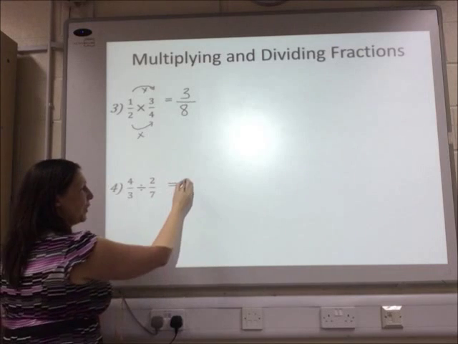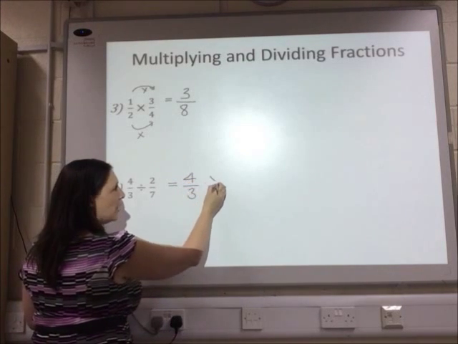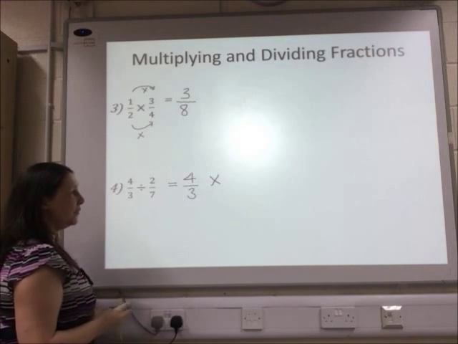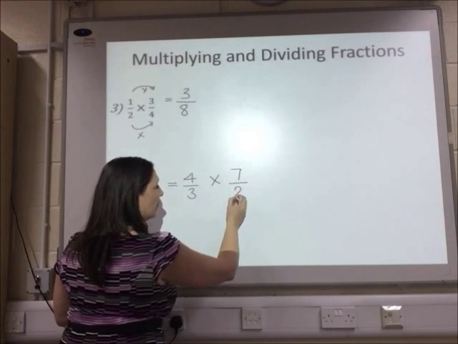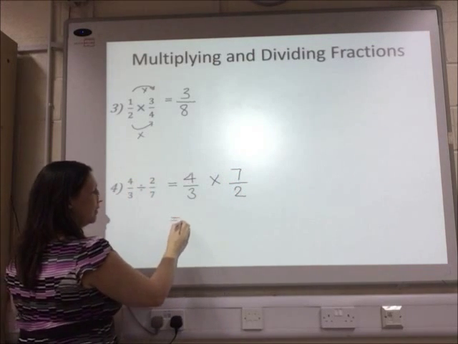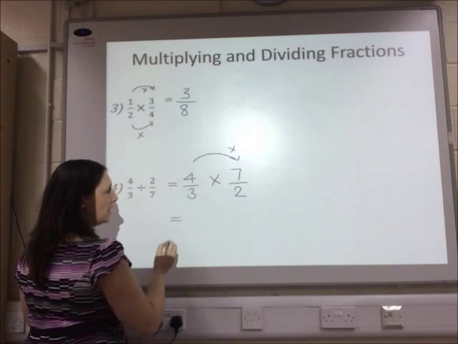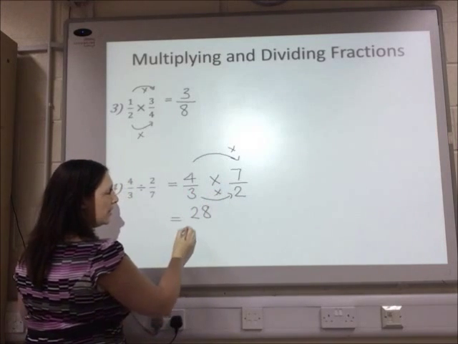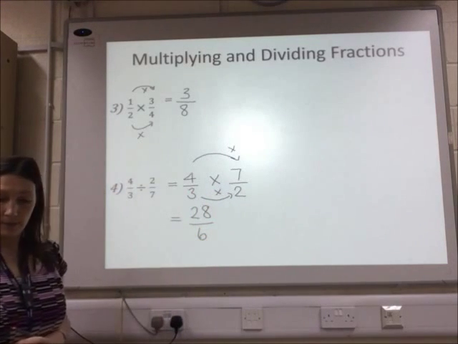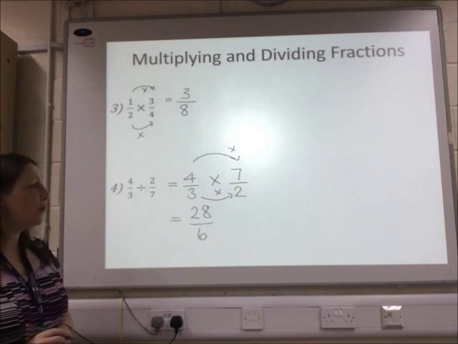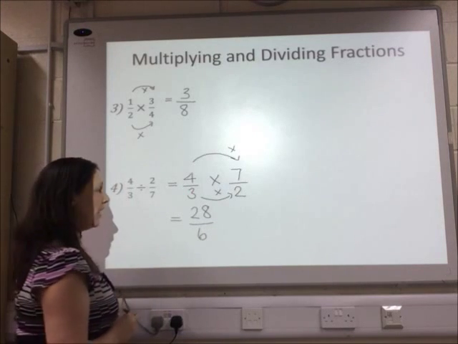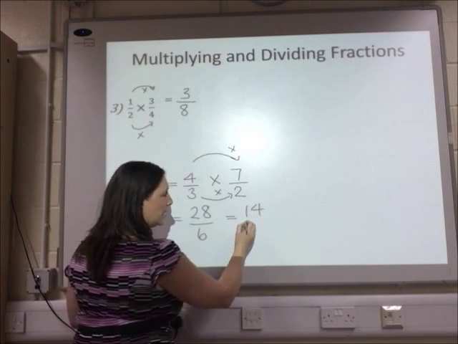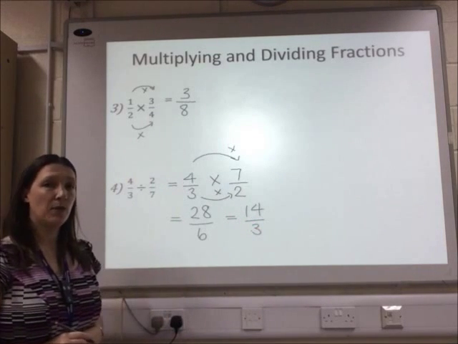Division now, leave the first fraction as 4 over 3, and change your question to a multiplication. Now take your second fraction, and instead of 2 over 7, change to 7 over 2. Multiply across the top, 7 times 4 is 28, and multiply across the bottom, 3 times 2 is 6. We can simplify this now. Both numbers are even, which means both numbers will divide by 2. 28 divided by 2 gives me 14. 6 divided by 2 will give me 3.